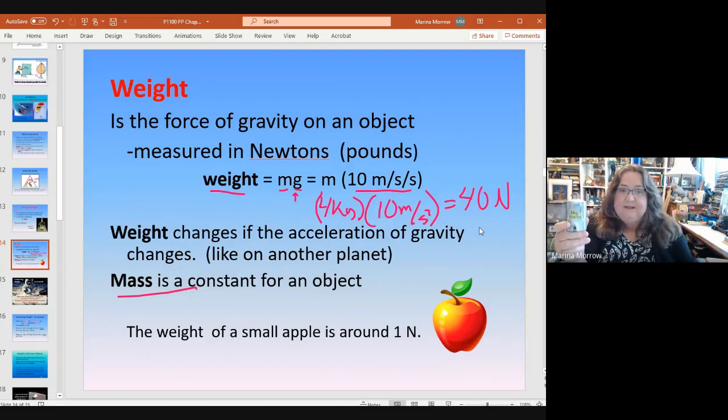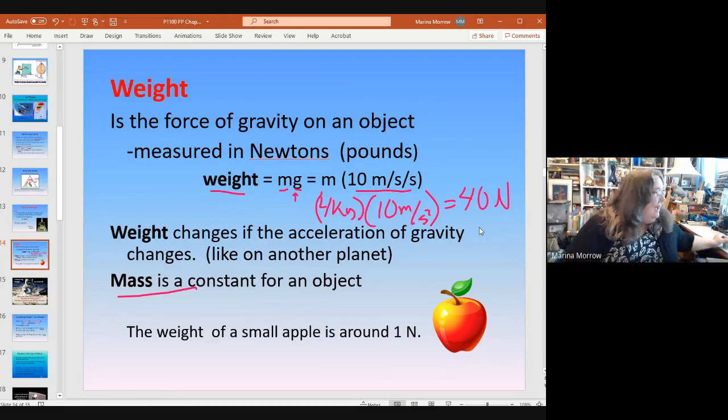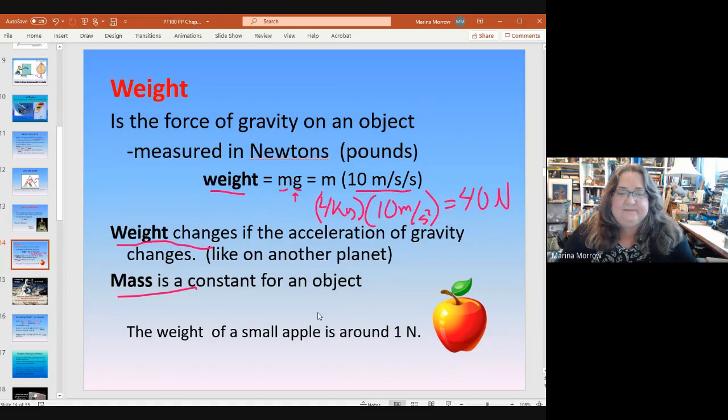How much weight is on this 1 kilogram? Well, the mass has to be in kilograms in this calculation to come out right. So I would just have 1 kilogram times 10. So this has a force of 10 newtons. That's how much gravity is pulling on it. So weight changes, but mass is constant.